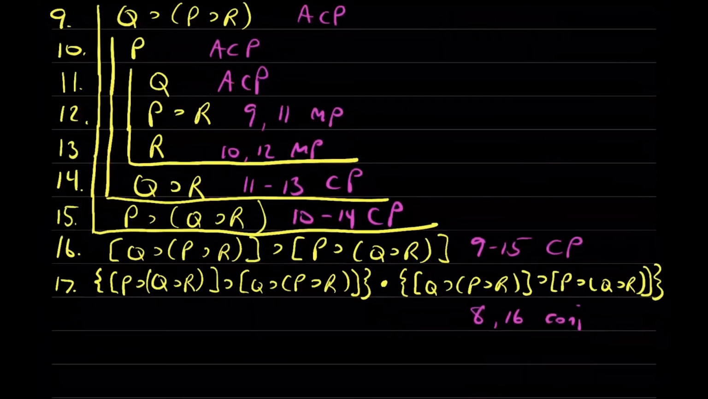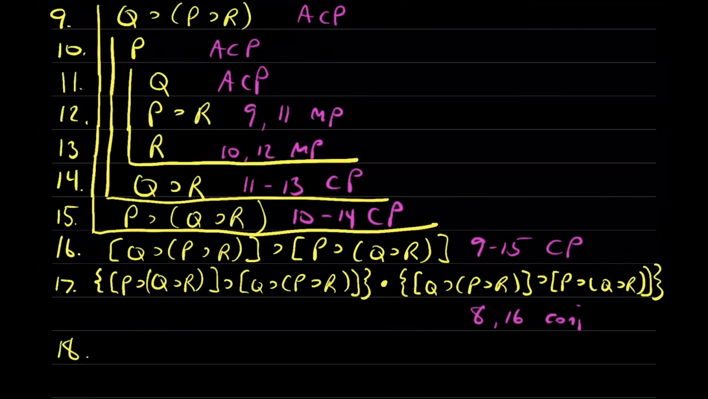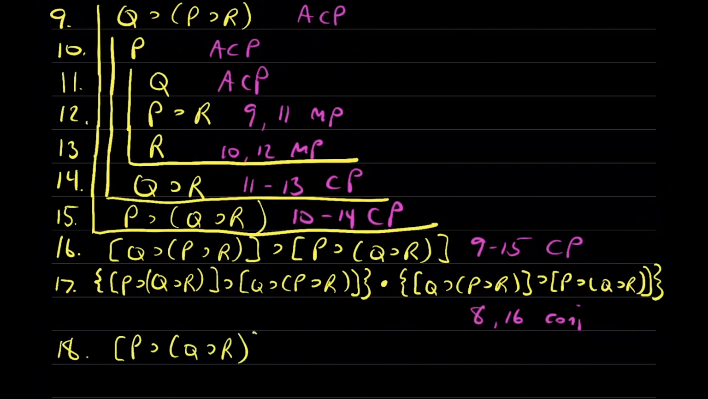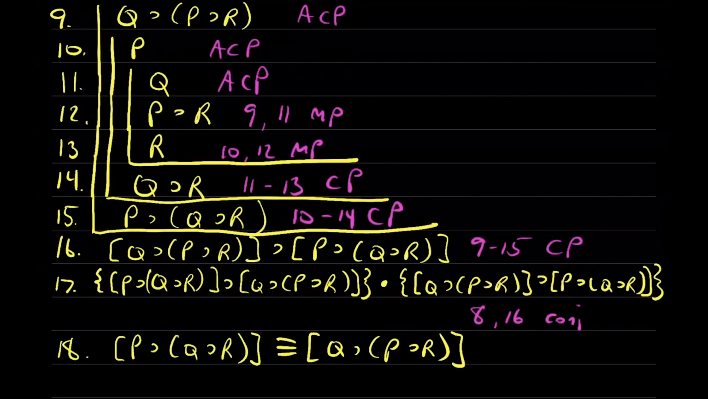So I'm going to scroll up now, add line 18. Now I've proven the biconditional. I've shown that if you have P implies that Q implies R, oops, that's a pretty ugly looking bracket. I can make a cleaner one than that. There we go. That's equivalent to Q implies that P implies R. And that follows from this very long conjunction on line 17 by equivalence. And we are done. Only 18 steps.